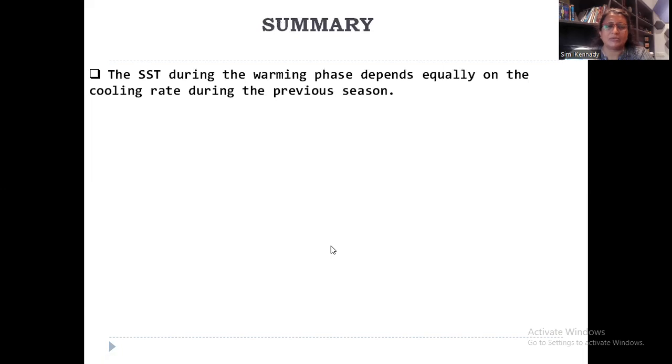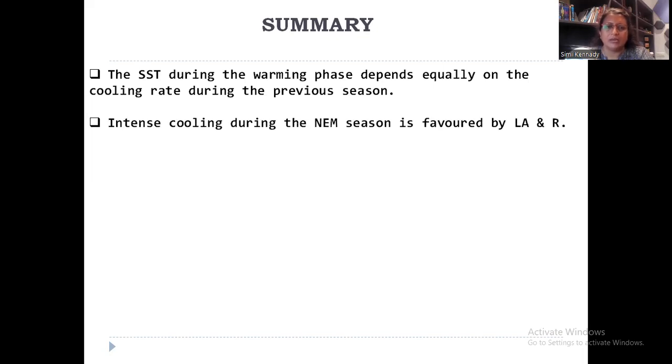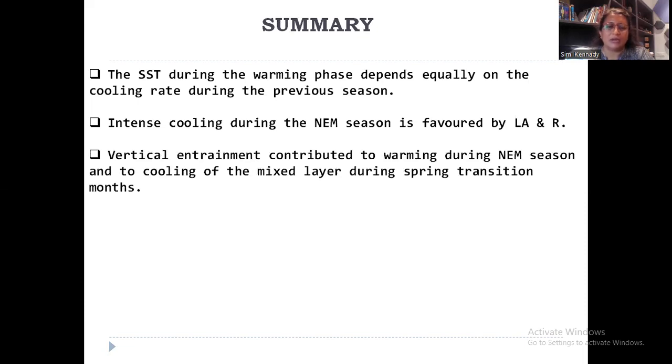And the summary is that the SST during the warming phase depends equally on the cooling rate during the previous season, and also the Indian cooling during the northeast monsoon season is favored by lateral advection and the residual term, and the vertical entrainment contributed to warming during the northeast monsoon season, and also it contributed to cooling during spring transition months.